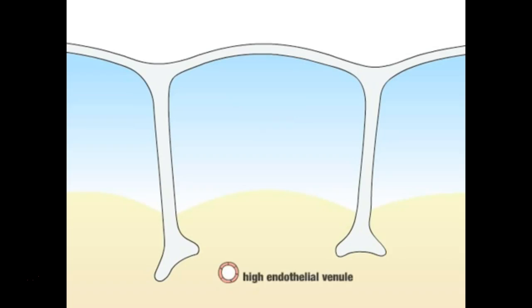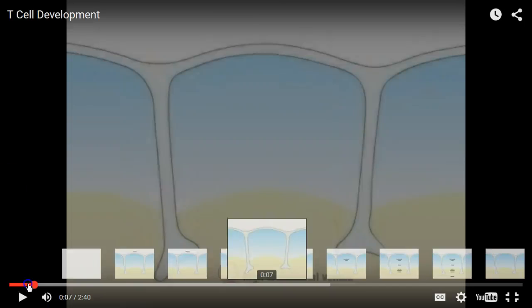T-cell progenitors enter the thymus through high endothelial venules. I'm going to start it over.